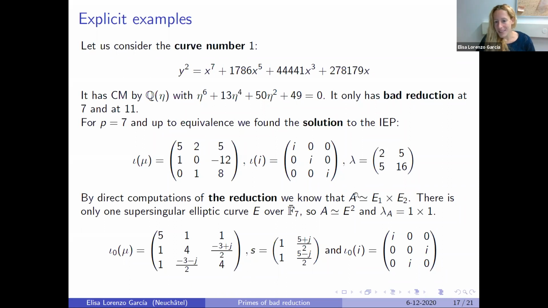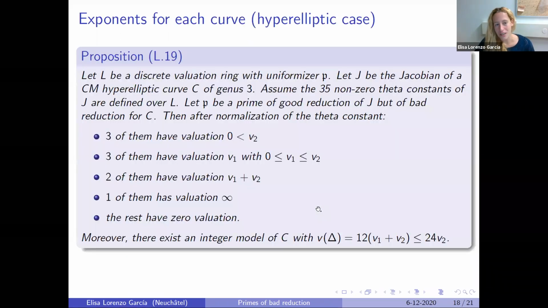The reduction, actually the A, is the product of 2 elliptic curves. This is the solution to the YEP, and this is what we compute with the algorithm. And this is the solution to the REP. This we do by hand, we lift it. And again, this is the isogeny that we get between A and E squared. This is a precise image. This is just to show you that we can do things very, very explicitly. Okay, but now the question about the exponents, that was the difficult part.